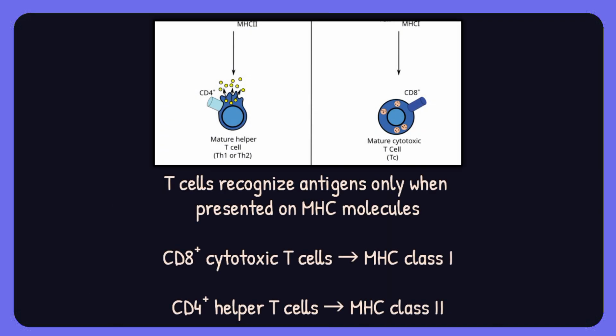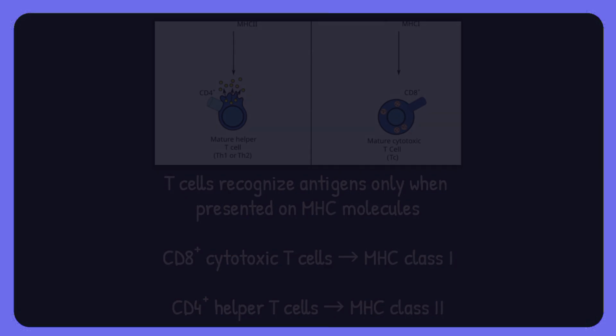T cells only recognize antigens when they're presented on MHC molecules. CD8+ cytotoxic T cells spot antigens on MHC class I, while CD4+ helper T cells see antigens on MHC class II to help coordinate the immune response.